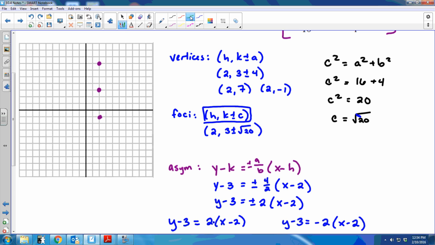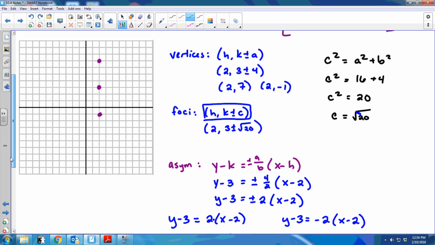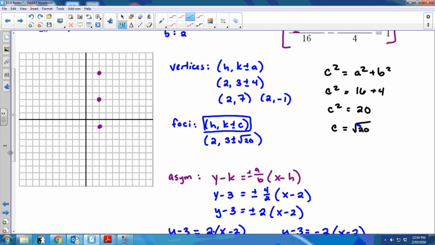Good point. So the first one says y equals 2x minus 1. That means you start at negative 1. That's the y-intercept. And the slope is 2, so you go up 2 over 1. See, it goes to the center.